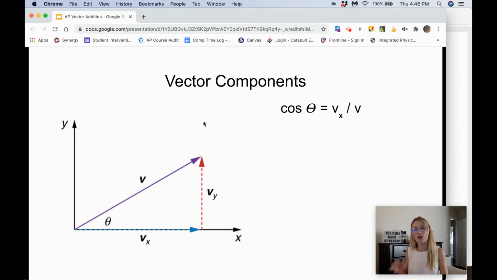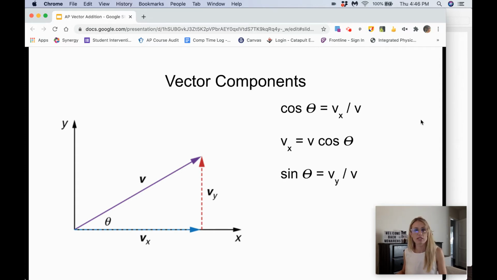And then if I solve this equation for the x component of that vector, I get V sub x equals the velocity in this case. That's what really we're solving for here. Could be any vector though. The magnitude of the velocity vector times the cosine of the angle.